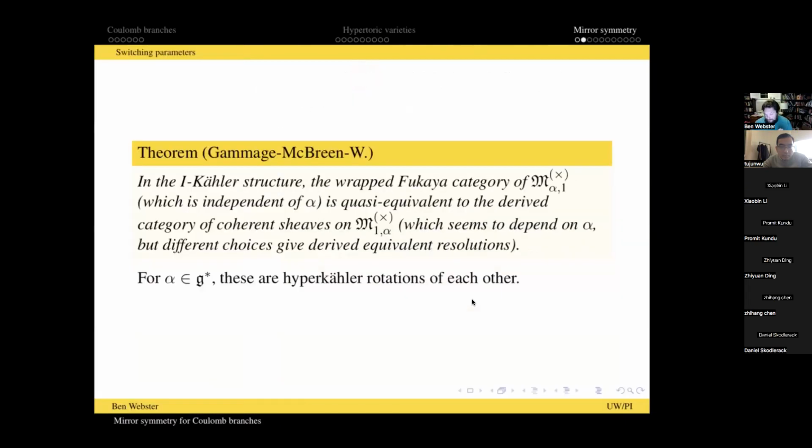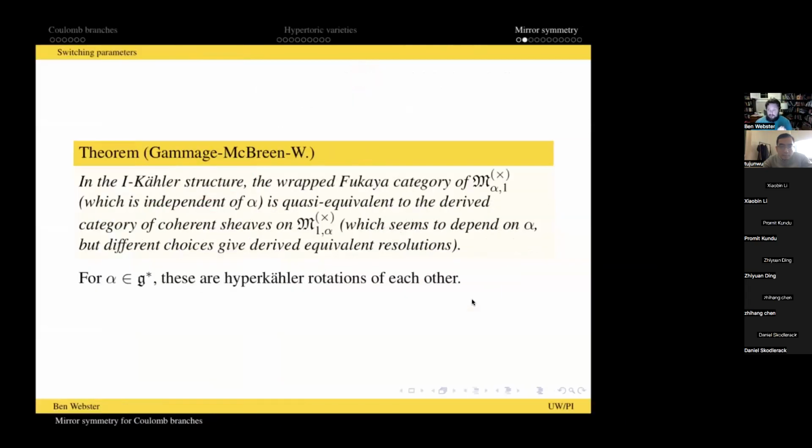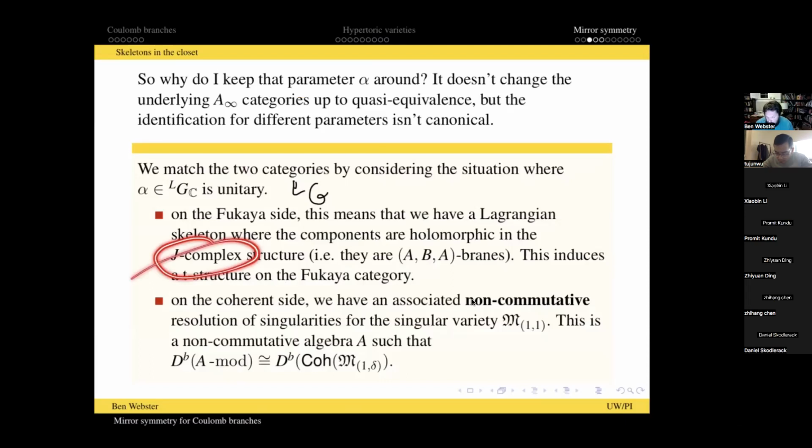So I was looking at the I Kähler structure to define the Fukaya category. In the J complex structure, this Lagrangian skeleton becomes complex. So there are A, B, A branes. They're Lagrangian in the I and K symplectic structures and holomorphic in the J complex structure. All right. Whenever this happens, I get a t-structure on the Fukaya category.